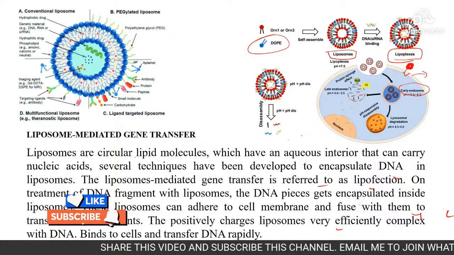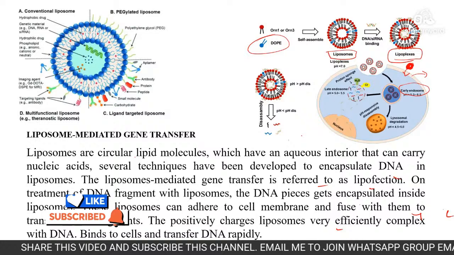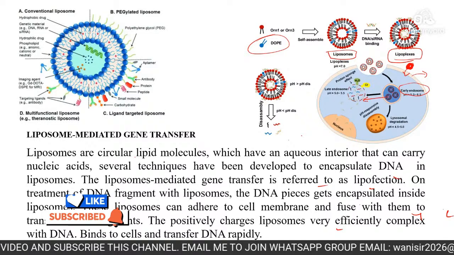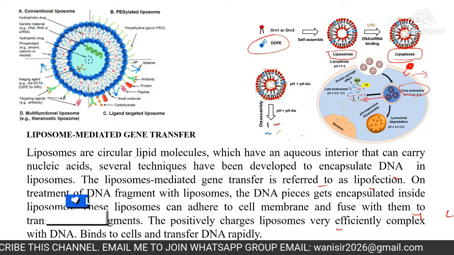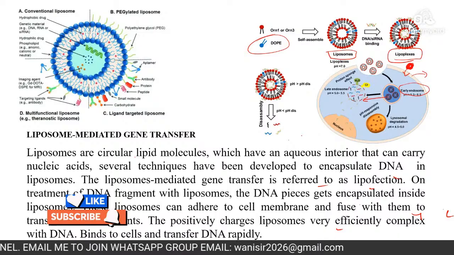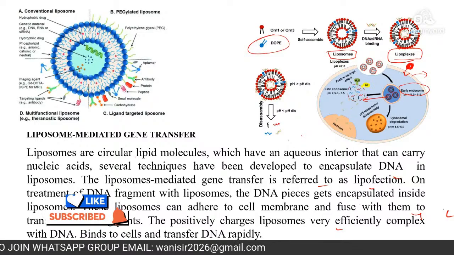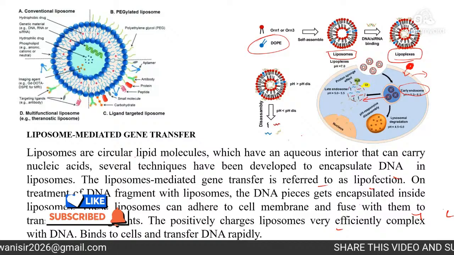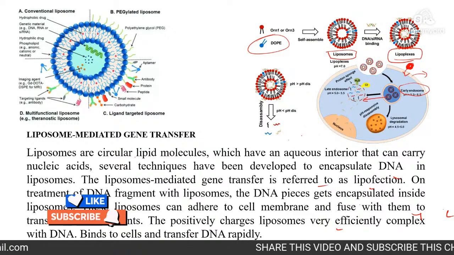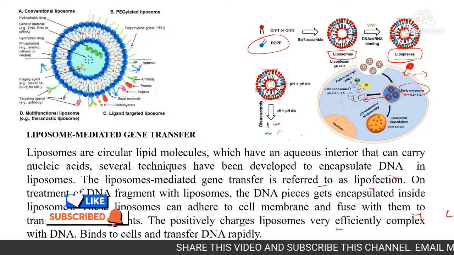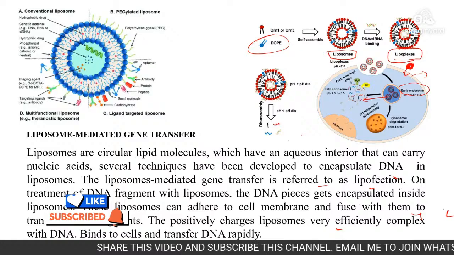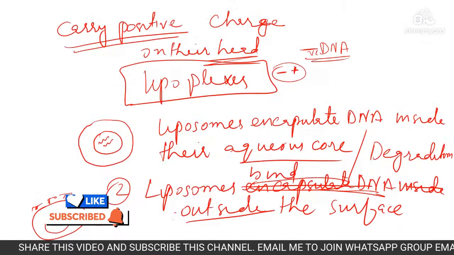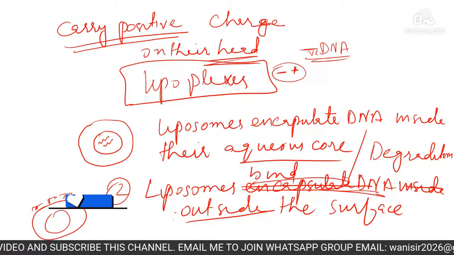Inside the cell, DNA is released into the cytoplasm. Like you can see, the DNA is released into the cytoplasm and moves towards the nucleus, and if the plasmid has a stable promoter, the gene is transcribed and translated into the protein. So this is the process. Now we will try to understand it step by step in an easy way.